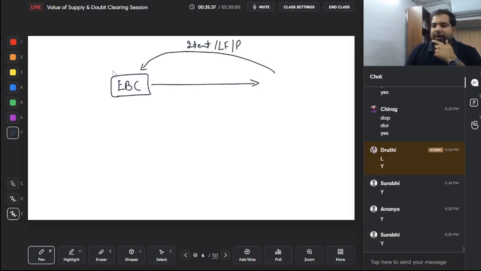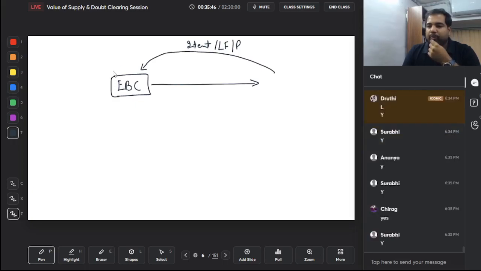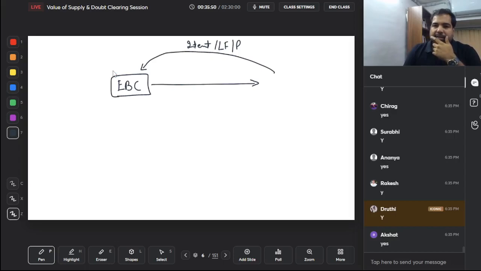Alright. So I'll repeat and ask one last time. If you pay late to someone, will you have to pay interest, late fee or penalty? Yes, you will have to pay interest, late fee and penalty. And then in that case, guys, what will be the time of supply?